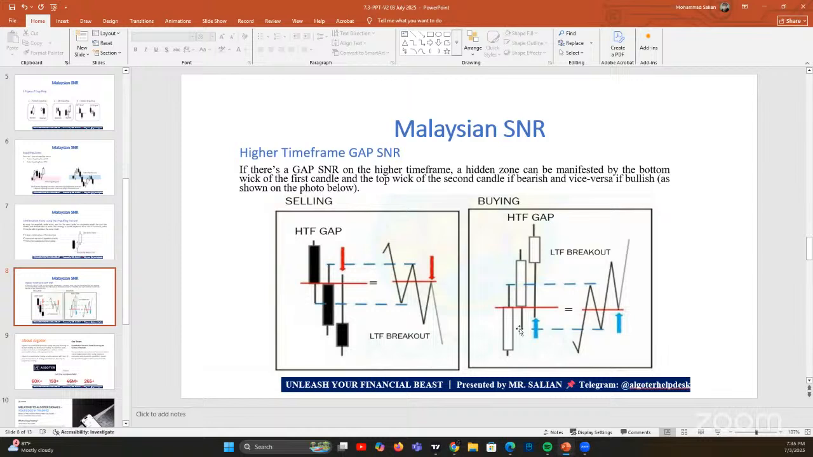The same thing for the uptrend. You mark the wick of the first candle and the second candle. There is your hidden zone, and price is breaking structure there like that. Remember the break of structure. Once price goes back to the zone, you can buy and capitalize. So that covers everything with the Malaysian SNR strategy. It's just that simple, my friend.